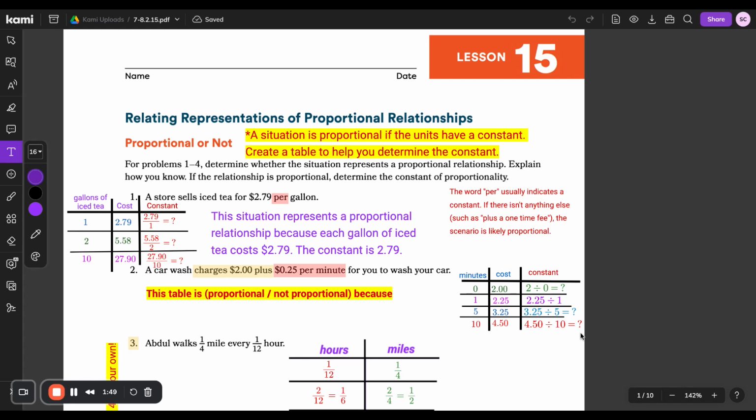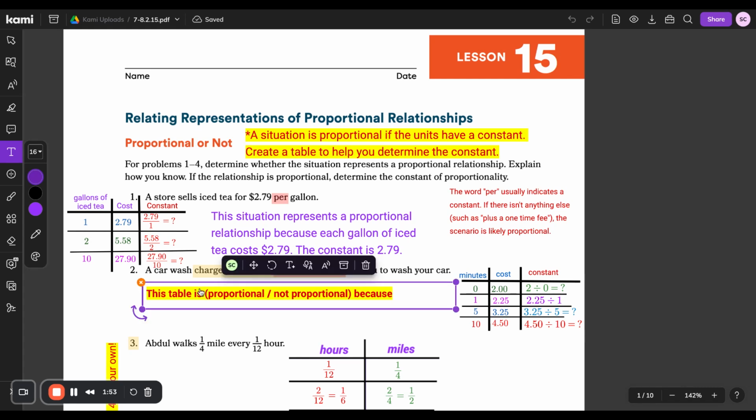So for this one, you have your Y divided by X for each of these. You're going to see if your constant is the same or different for each of these rows. And then for number 2, explaining whether or not this table represents a proportional relationship based off the constant that you found for each row.